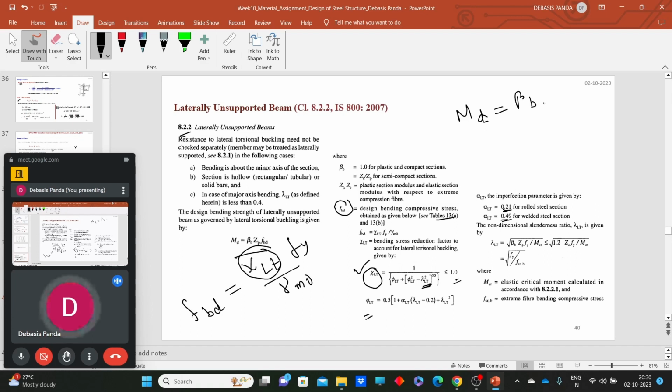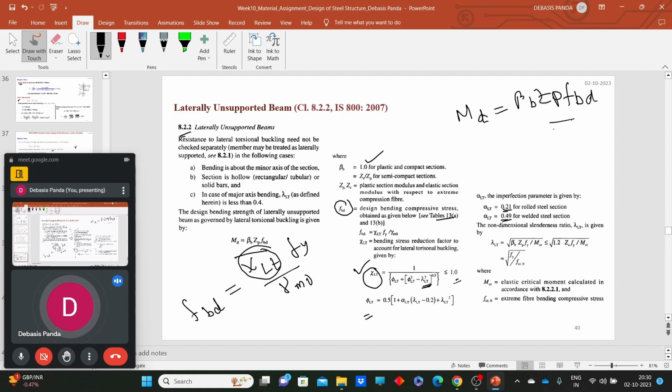and that is nothing but beta_b Zp fbd. What is that beta_b? That is a factor which deals with the sectional properties. If it is a plastic or compact section, the value will be 1, and otherwise for a semi-compact section we need to look at the ratio of elastic and plastic sectional modulus. Okay, beta_b Zp fbd.